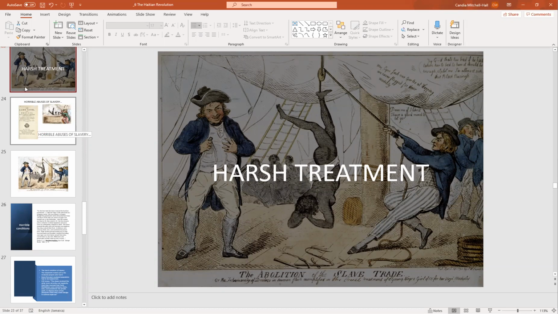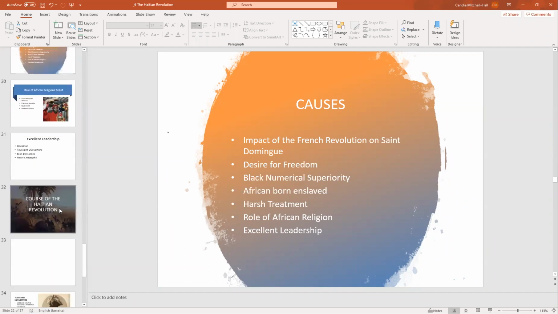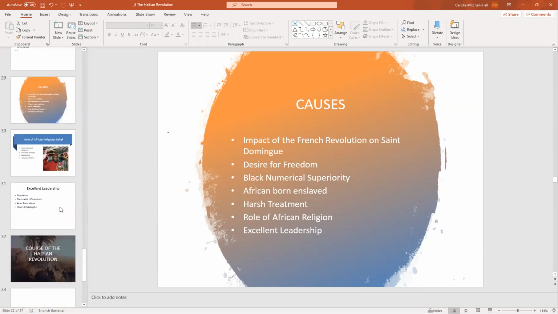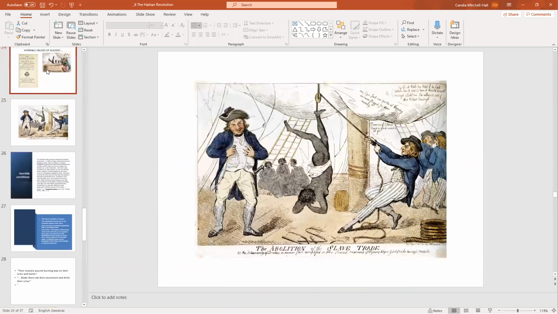So not only did the French Revolution have an impact, not only did they have a desire to be free, not only did they have the numerical advantage, not only were most of them born in Africa, but also the harsh treatments led them to rebel. The harsh treatment. And so we are going to look at some of the harsh treatments.